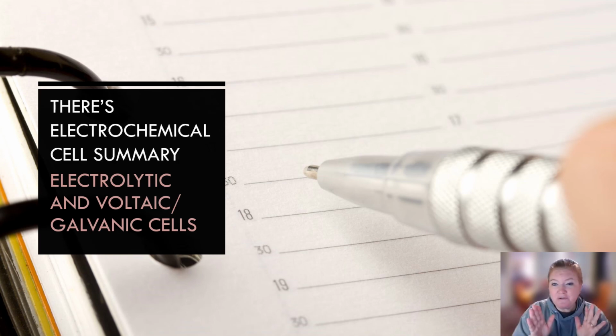Okay, so there's an overview, a quick comparison, a quick review of the two types of electrochemical cells, electrolytic and galvanic and voltaic. I hope you learned something new.